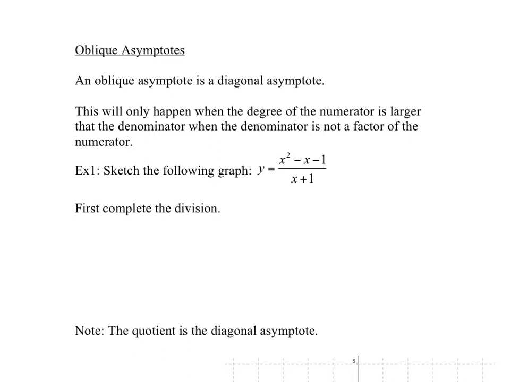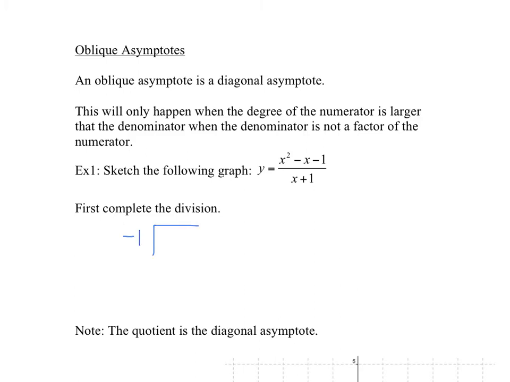So again, the degree of the numerator here is 2, which is larger than the degree of the denominator, which is 1, so that's true, and the denominator is not a factor of the numerator. So here, is x plus 1 a factor of this? It isn't. I know that because I cannot factor that numerator. This is unfactorable. Therefore, x plus 1 is not a factor. Alright, the way we're going to sketch these, we're going to complete the division. So we're going to do the synthetic division that you know fairly well at this point.